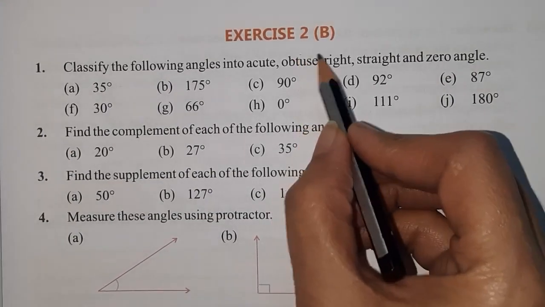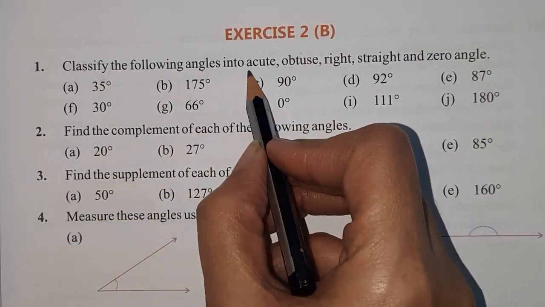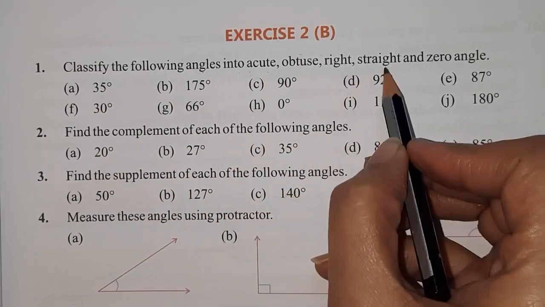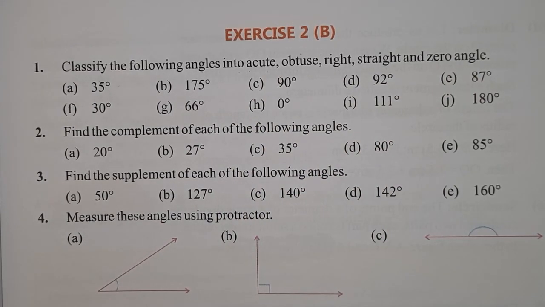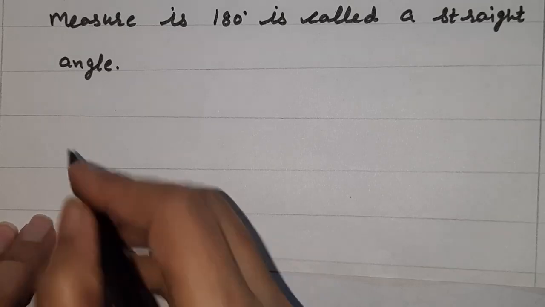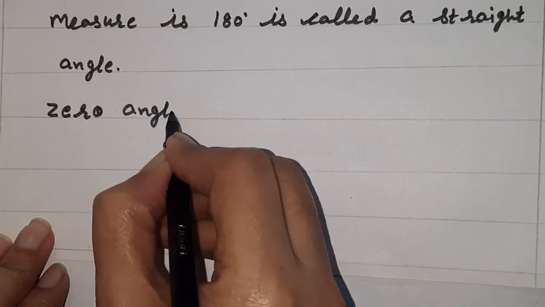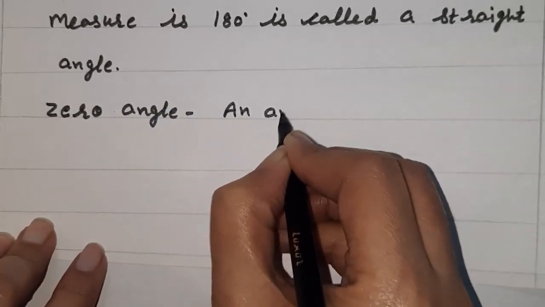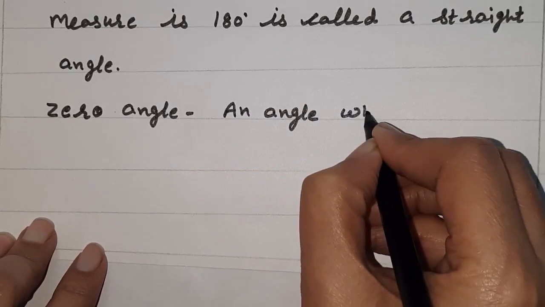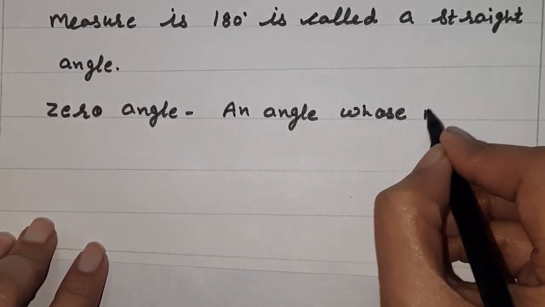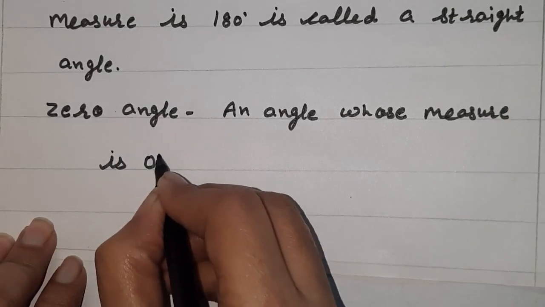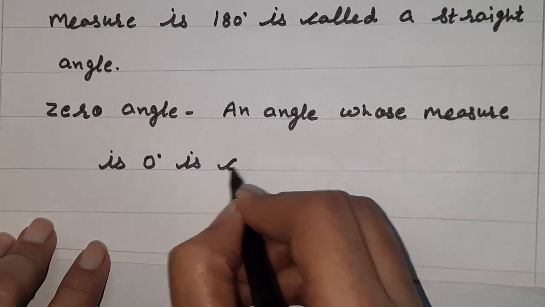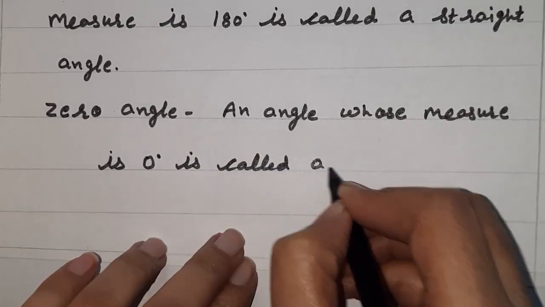Now, exercise 2b. Classify the following angles into acute, obtuse, right, straight or zero angle. Zero angle, what is this? The angle whose measurement is 0 degree. Zero angle is not defined in the book, but let us define it: an angle whose measure is 0 degree is called a zero angle.